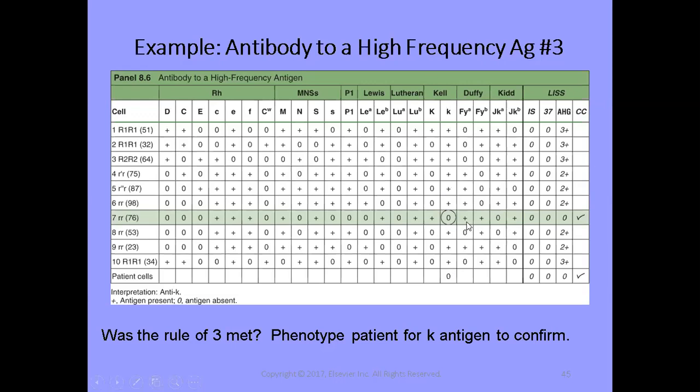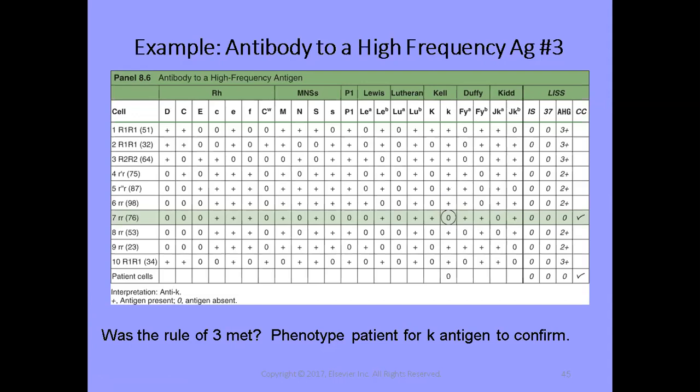So was the rule of 3 met? Remember, the rule of 3 is really very important, so that we know this is not a random occurrence. And while we have many, many antigen-positive cells that reacted with our patient, we really only have 1 antigen-negative cell that did not react with our patient.